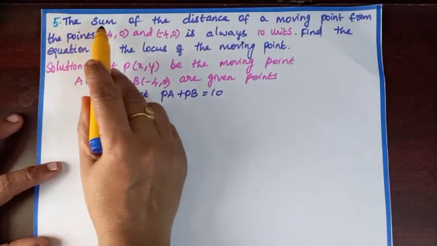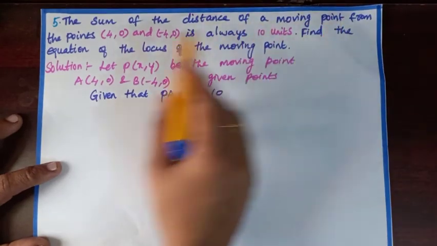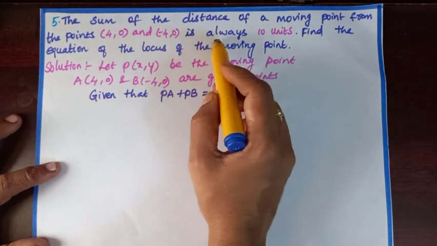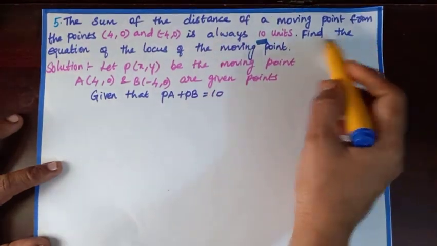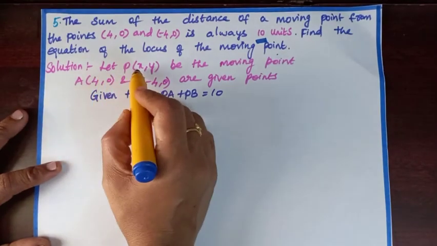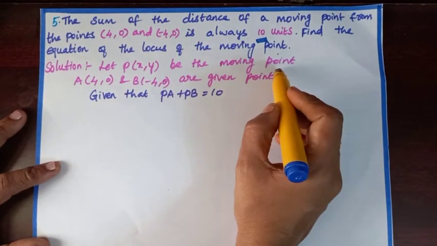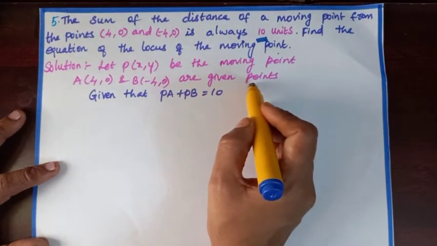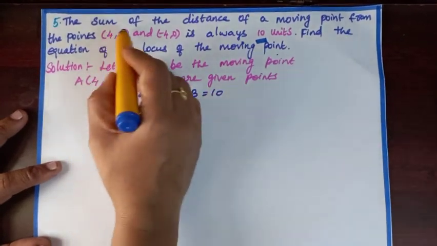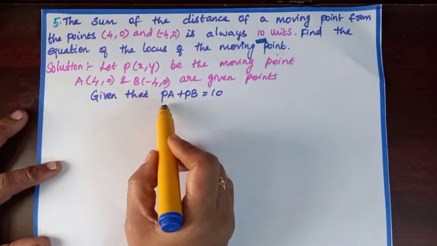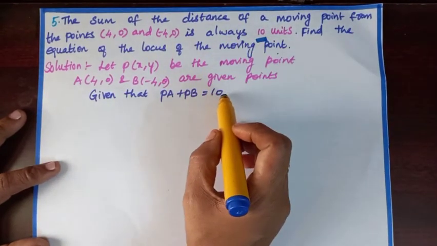Question number 5. The sum of the distance of a moving point from the points (4, 0) and (minus 4, 0) is always 10 units. Find the equation of the locus of the moving point. Let P of (x, y) be the moving point. A (4, 0) and B (minus 4, 0) are given points. Given that the sum of the distances PA plus PB is equal to 10.